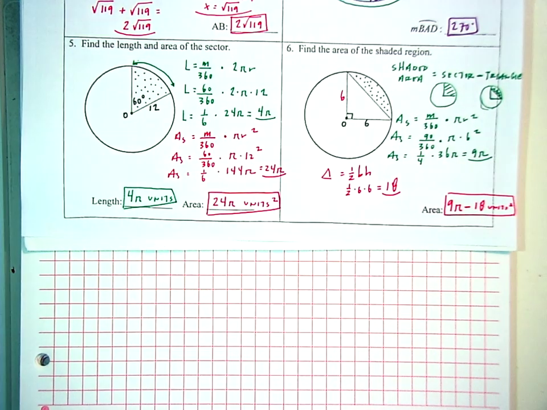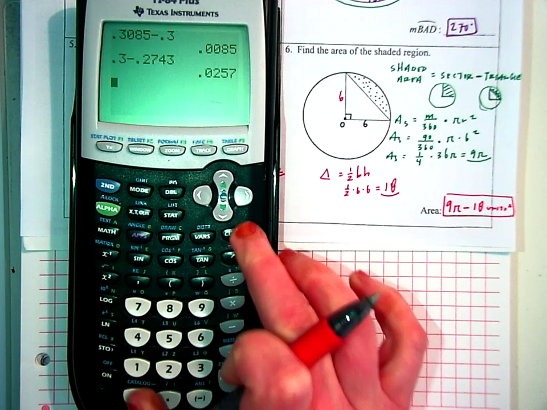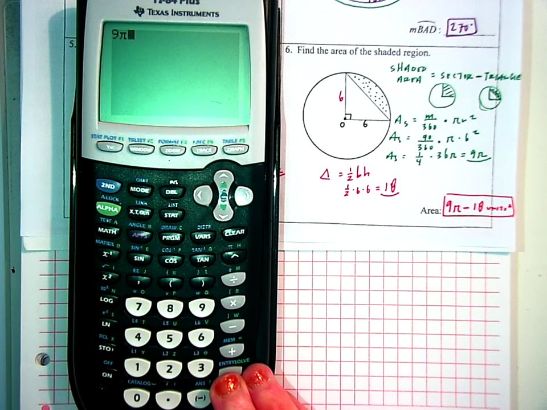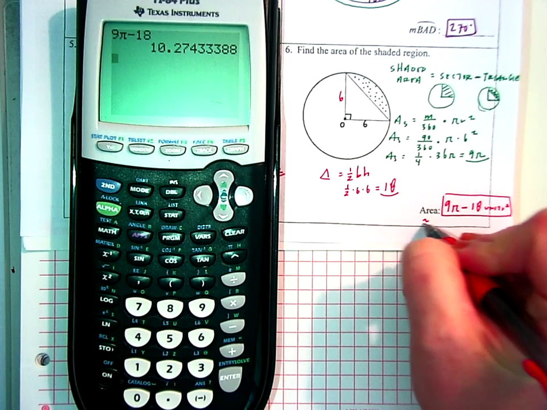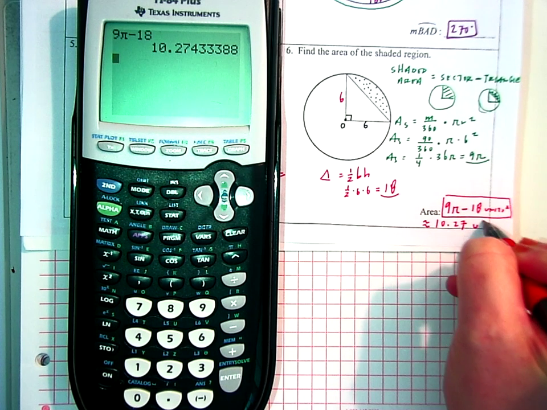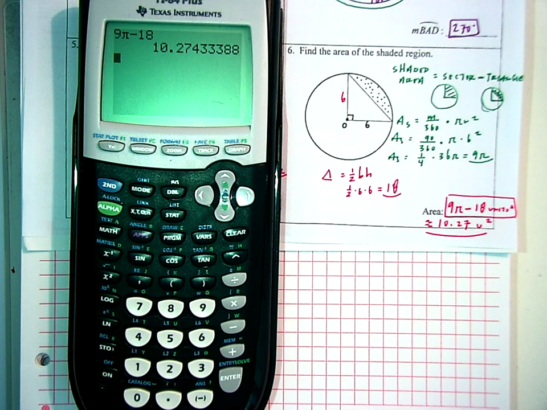Okay, if I wanted it as a decimal approximation, I could always plug into my calculator. So here if I say 9 times pi, just like that, and then take away 18, that would get me the approximation of 10.27 square units. You know that I always prefer an exact answer. I like seeing the answers in terms of pi or in terms of a simplified radical.